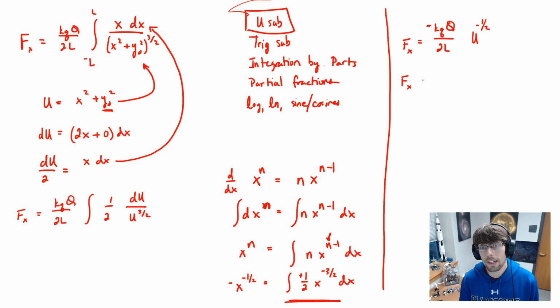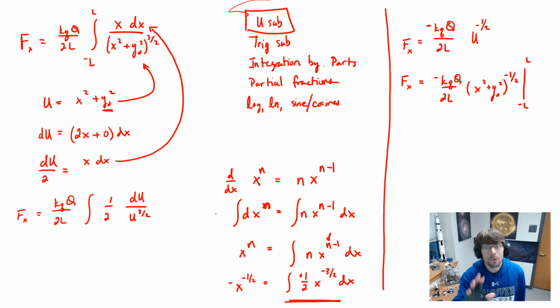I'll go ahead and put back in the original expression for u, kQq over 2L. And we have x squared plus y naught squared to the negative 1/2. And this will be evaluated at the limits, negative L to L. Now remember how we evaluate an integral. Yeah, top limit minus the bottom limit. So we have to substitute in L into our function minus our function when we put in negative L. Okay. So we'll go ahead and do that, but you probably already see what happens.